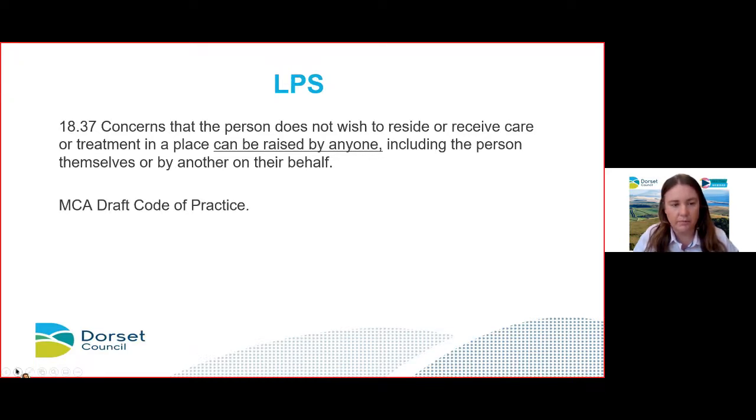So yeah, that's all from the MCA draft code of practice. I'm now going to hand over to Val, who's going to take us through the next part now. Okay, thanks, Val.